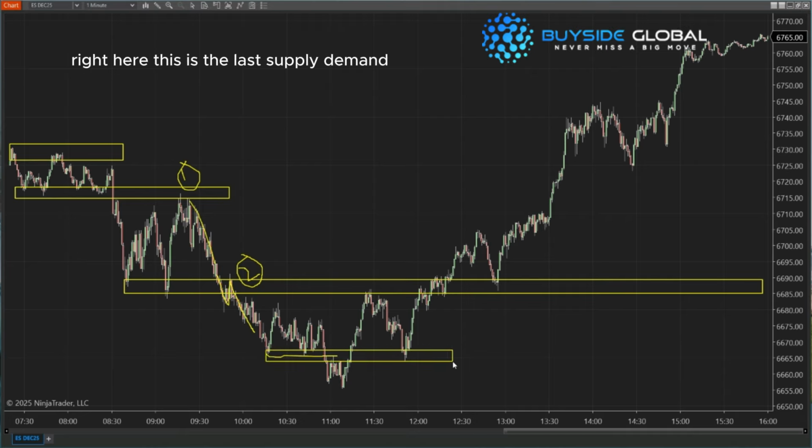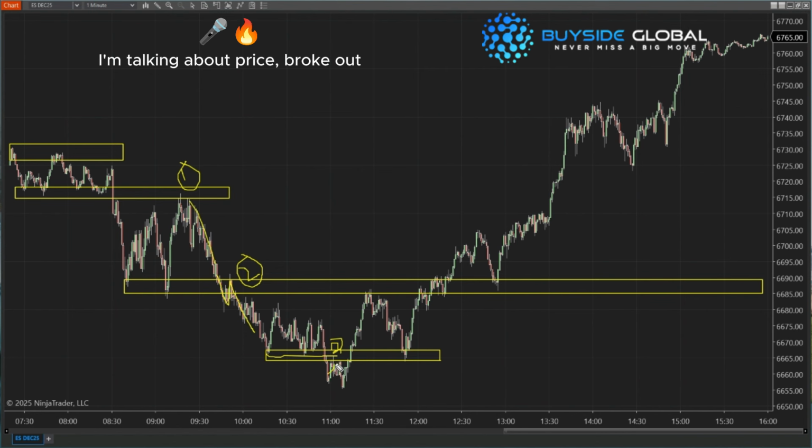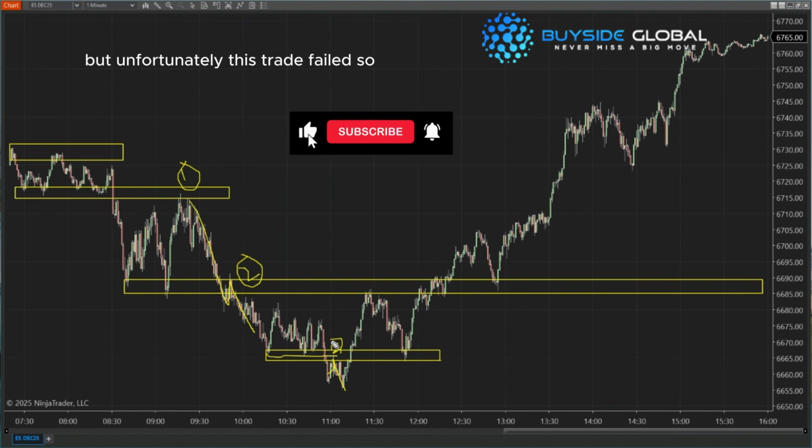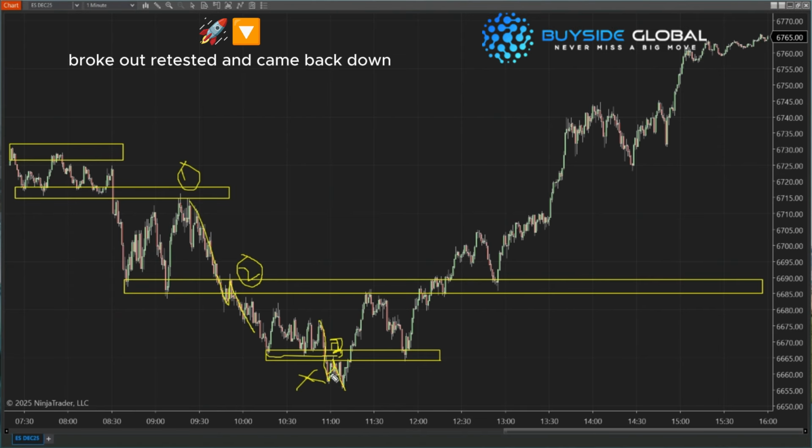Right here, this is the last supply demand we have. One touch point, second touch point, third touch point, breakout here. You could have taken this trade here, right? I'm talking about price broke out, retested, came back down, but unfortunately this trade failed. But still, as per supply and demand rules, this is a valid trade. Price broke out, retested, and came back down. Still a valid trade.